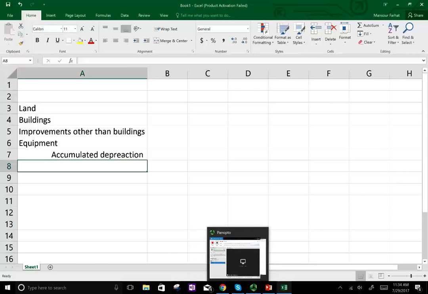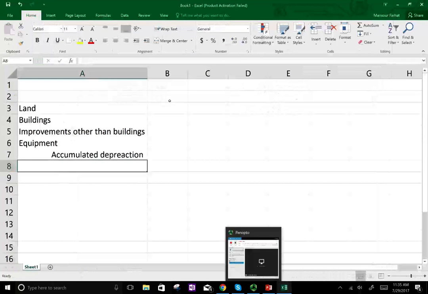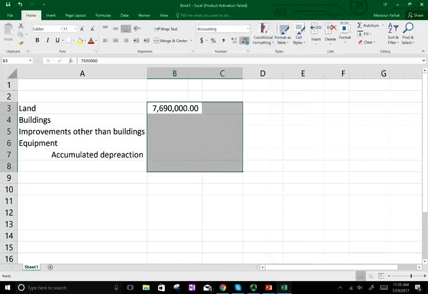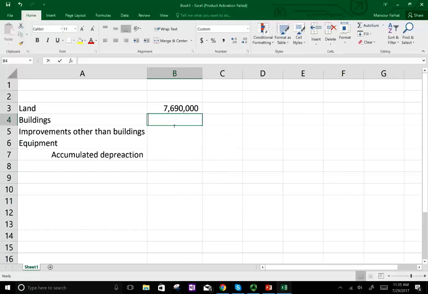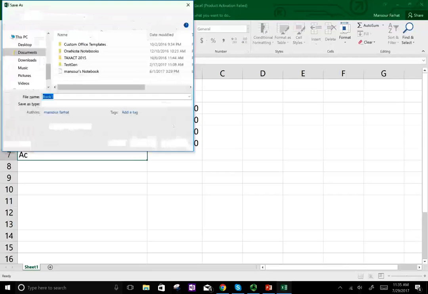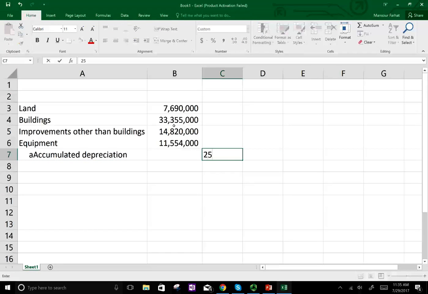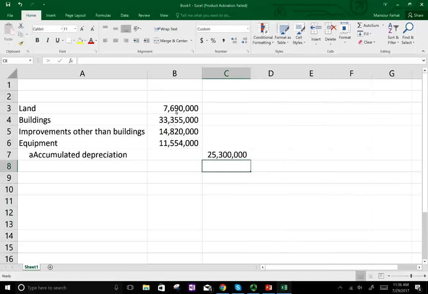Let's look at the numbers one more time. Okay, copy them down and go through them. So 76. This is the debit. $33,355,000, 14,820,000, equipment 11,554,000. Okay, and we're going to have to credit accumulated depreciation, and that's the credit. It's 25,300,000. Let me just add them.